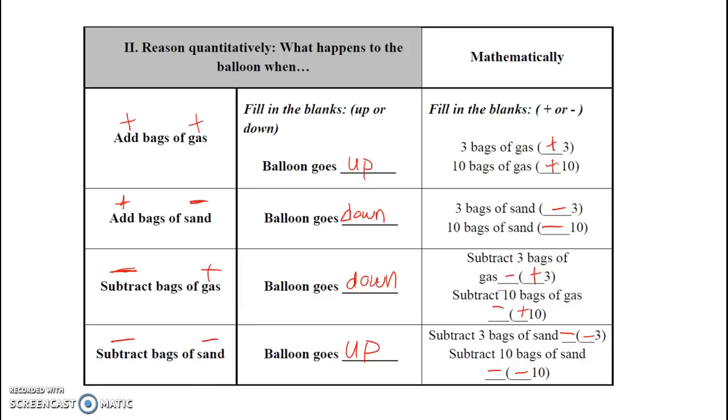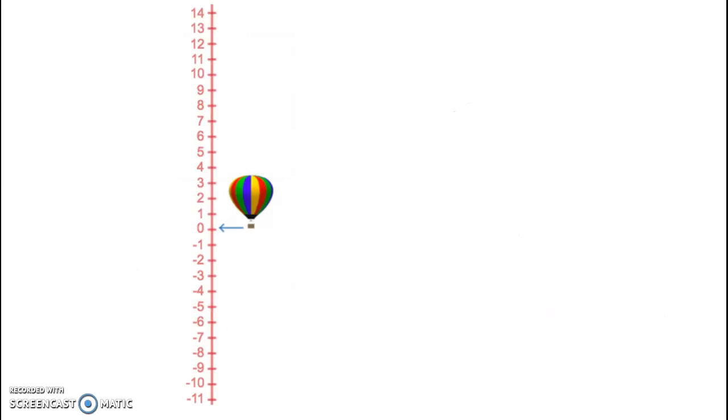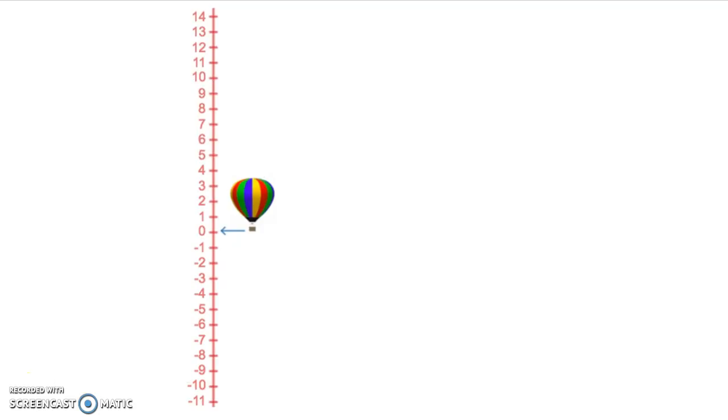Okay, so let's use this, and what we know about balloons, to do some multiplication and division. Okay, so here we go. Let's say I was going to put in 4 units of air, and I was going to do that 3 times. So the first time I put in 4 units of air, the balloon goes up 4 because the gas goes up.